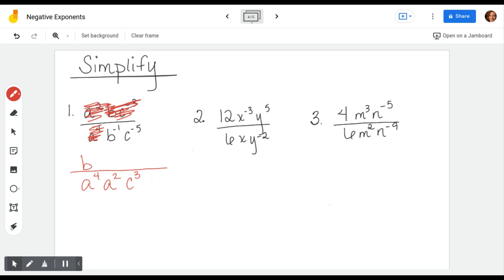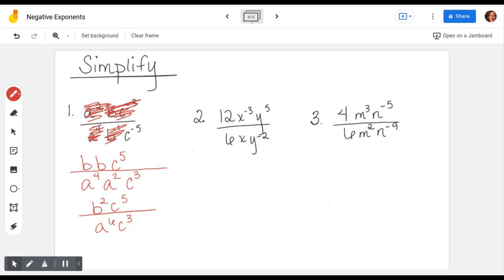B to the negative 1, I'm going to put it on top and make it B to the positive 1, or you really don't even have to write the 1. And C to the negative fifth, I'm going to put that on top and make it C to the positive fifth. Now I'm going to straighten this up a little bit. So on the top, put those B's together. I've got B to the second, C to the fifth. On the bottom, that would be A to the sixth, C to the third.